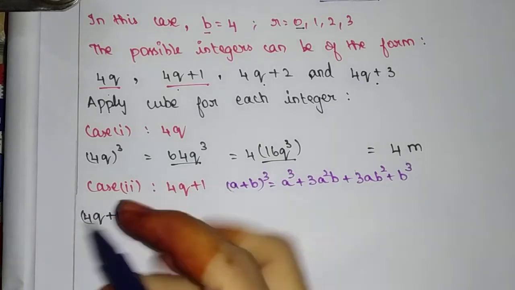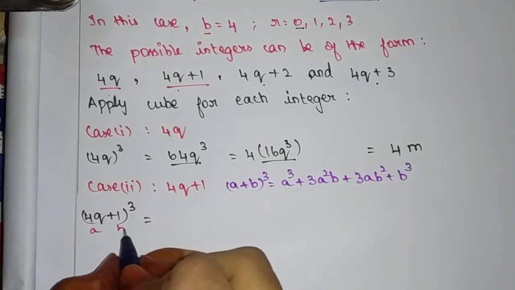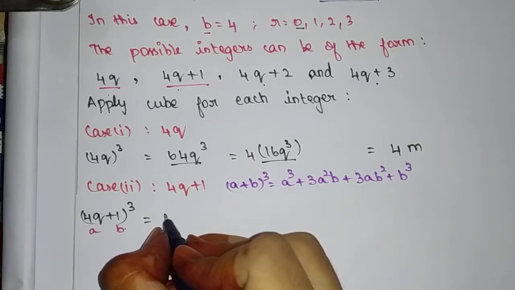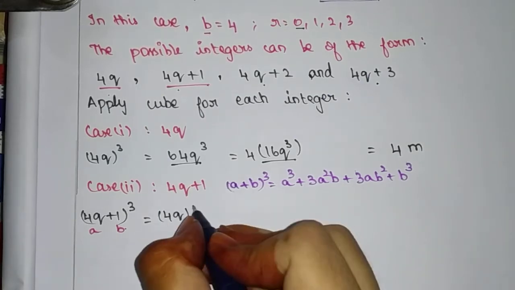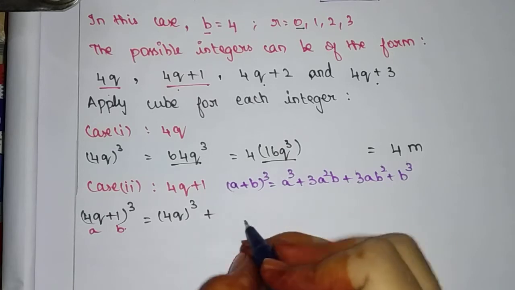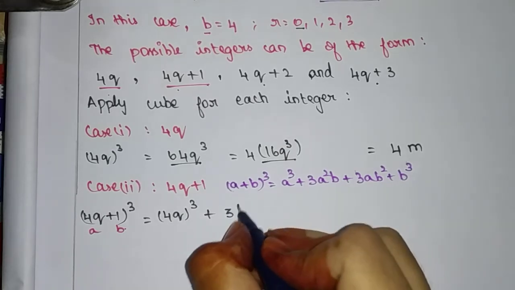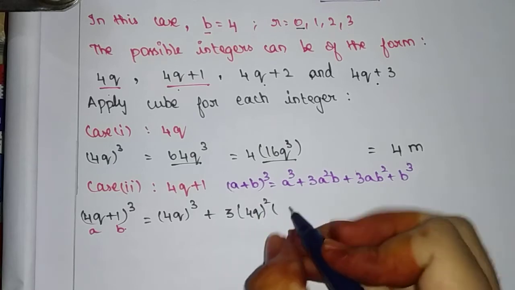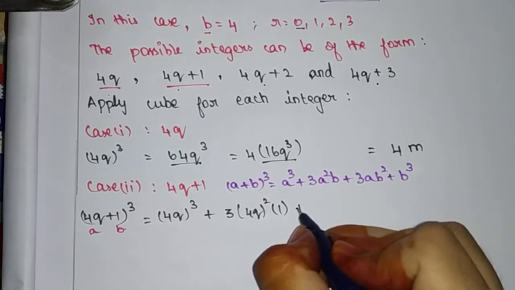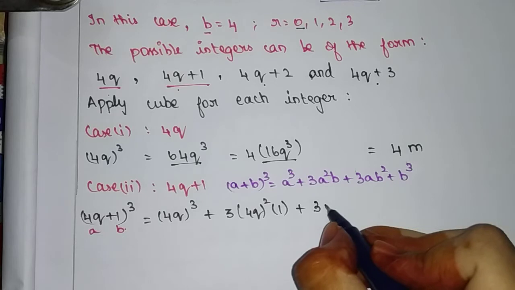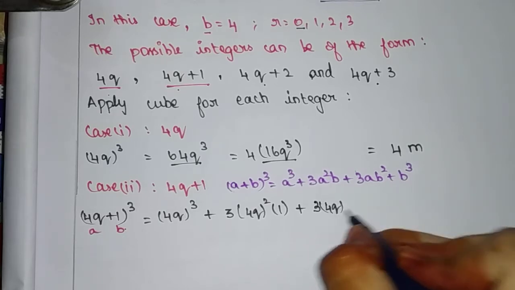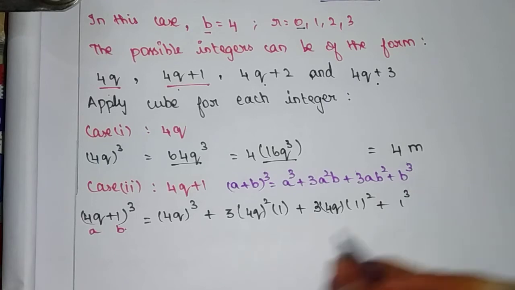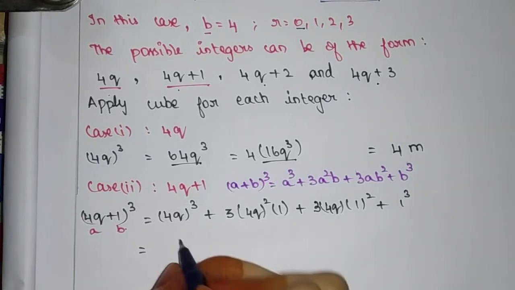So a is 4q and b is 1. Here first is a cube, 4q the whole cube, plus 3 into a square, that is 4q the whole square, into 1, plus 3 into 4q into 1 square plus 1 cube. So just solve this.